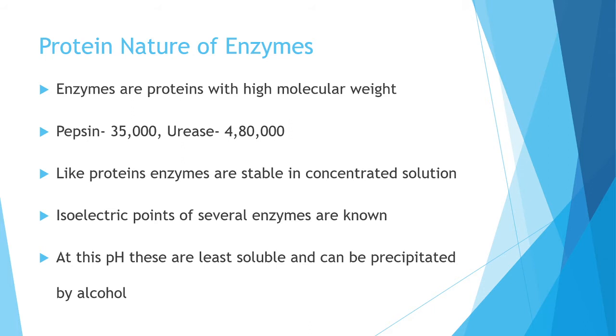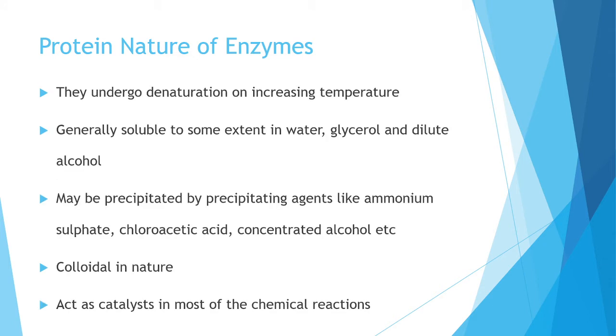So the importance of isoelectric point is that it is a neutral point, and at this pH, these enzymes are least soluble and can be easily precipitated by alcohols. These are the protein nature of the enzymes.